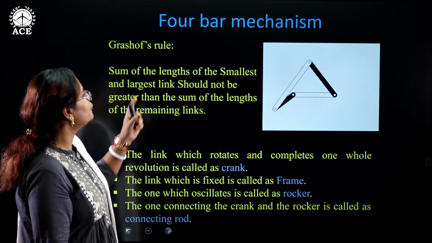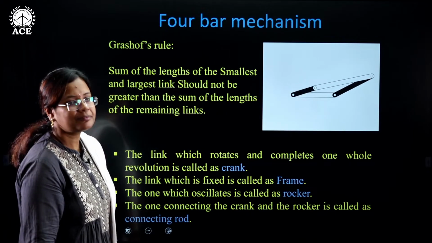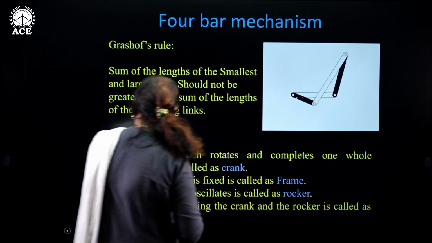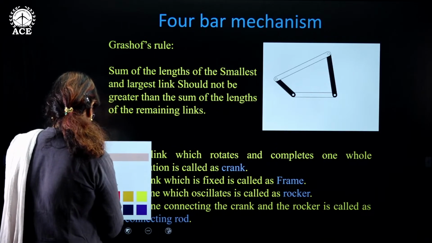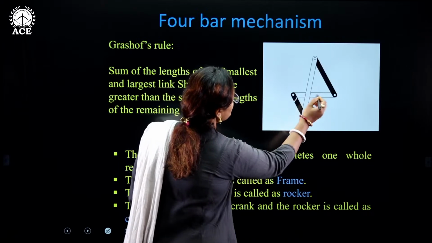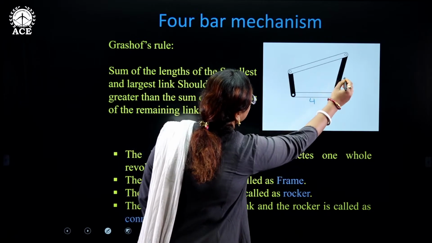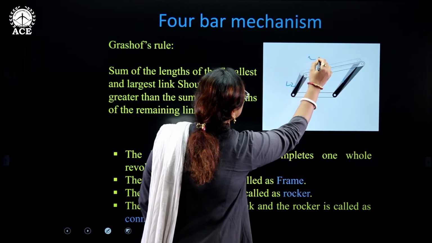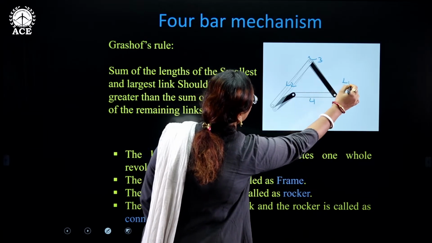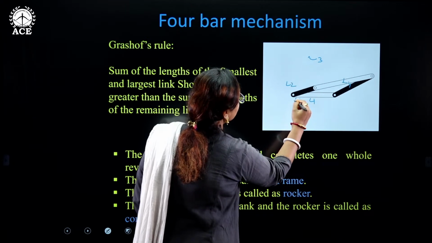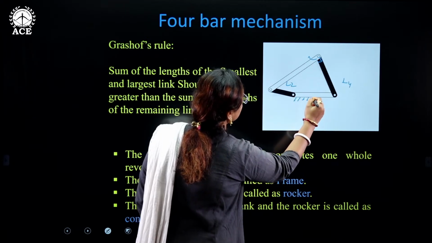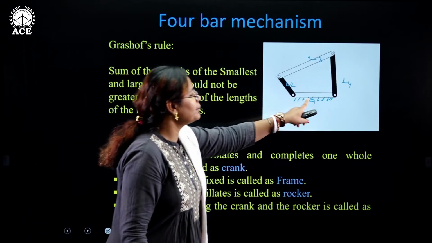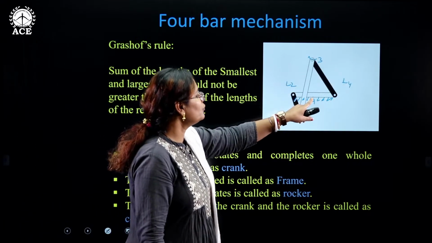See, this is how your 4-bar mechanism looks like. Here you have this link as fixed. This is link L1. This is, let's say, L2. This is L3. This is L4. This particular link is fixed, so that particular link is not moving. Can you see? This is not moving.